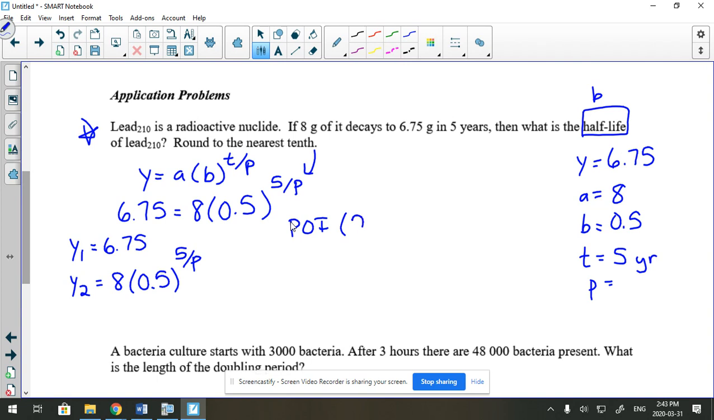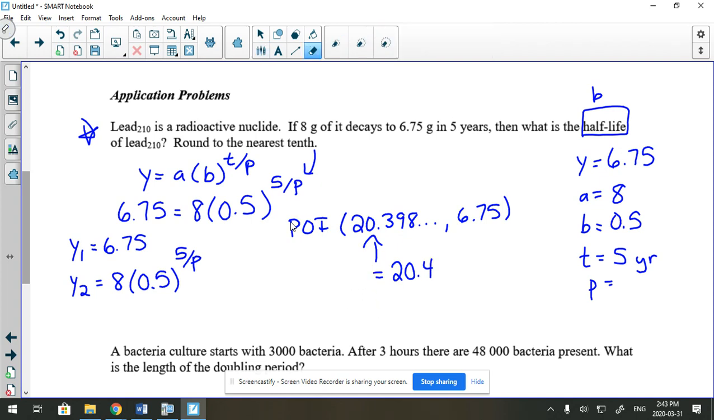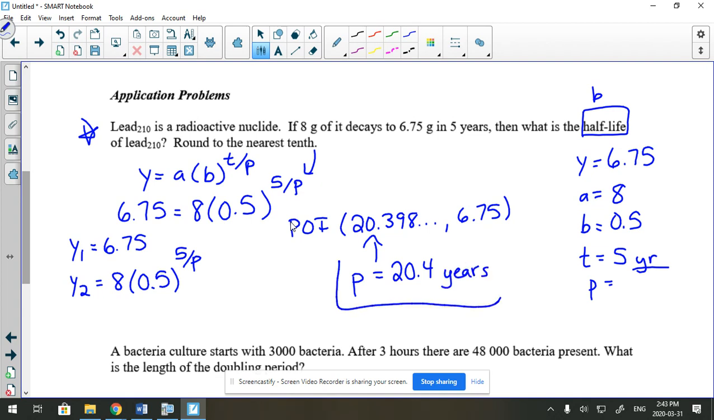So my point of intersection was 20.398, bunch of decimals, 6.75, and whatever your X value was is your solution. And we wanted it rounded to the nearest tenth, so it's going to be 20.4. And actually we called it P here, we just substituted it with an X for the calculator. And I can see my time was in years, so my P value will also be in years. And now we have a solution to that word problem where there's a variable in the exponent. That's it for today.